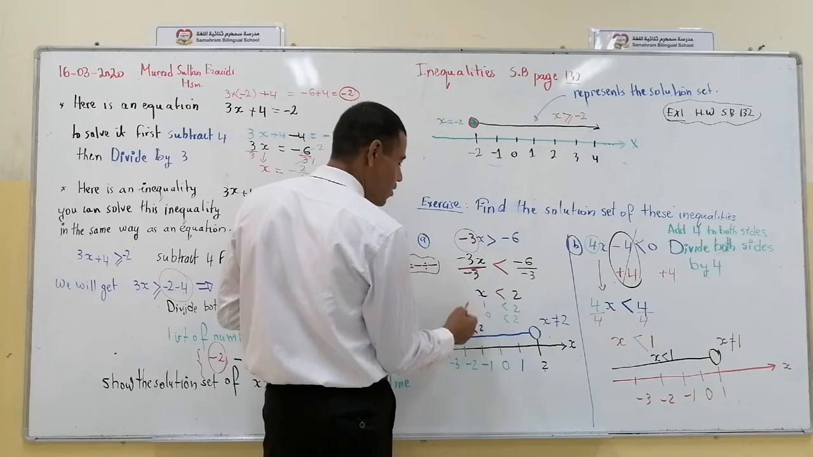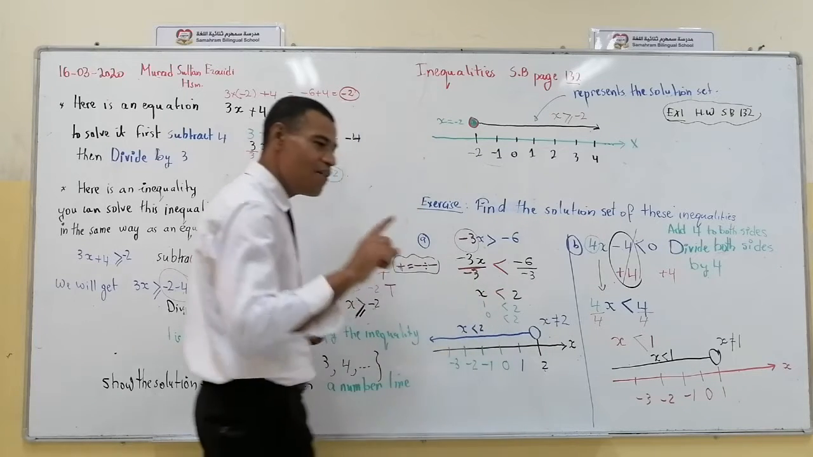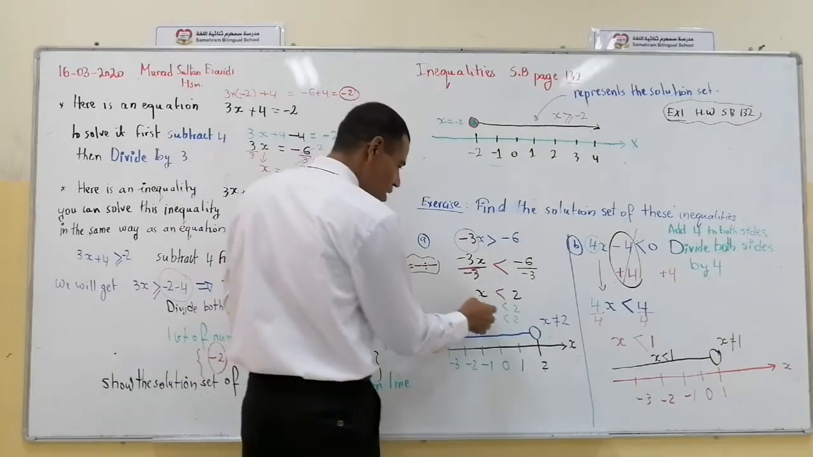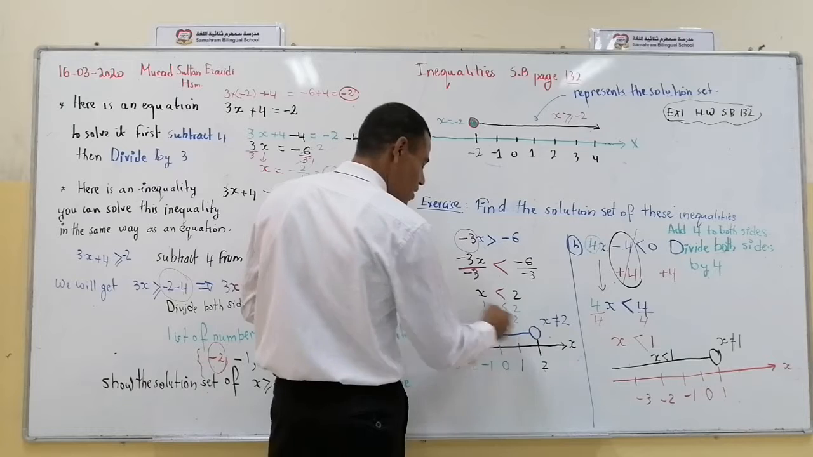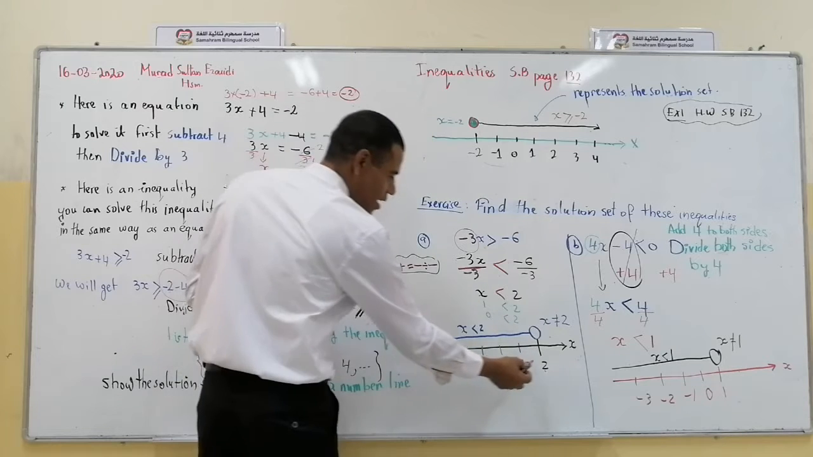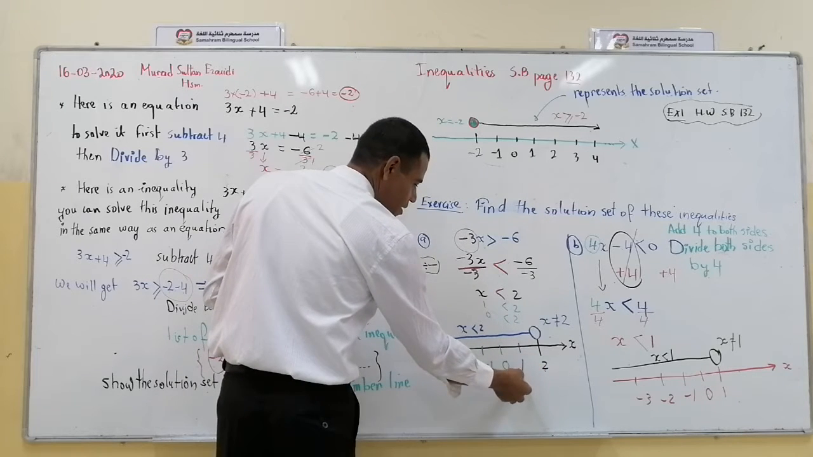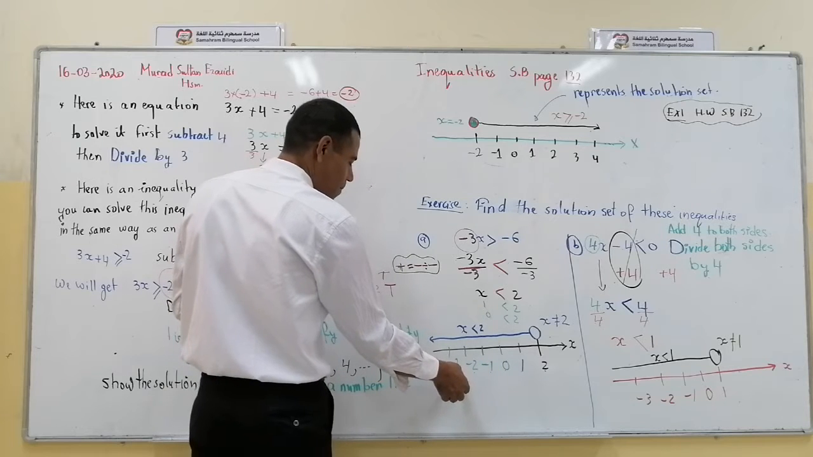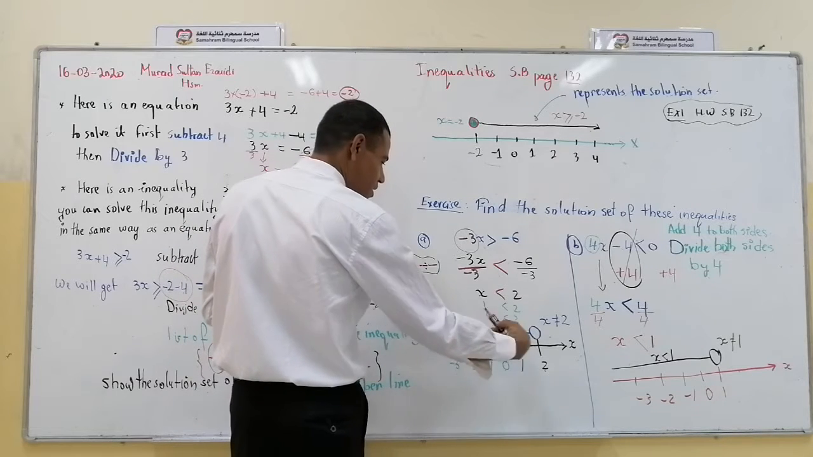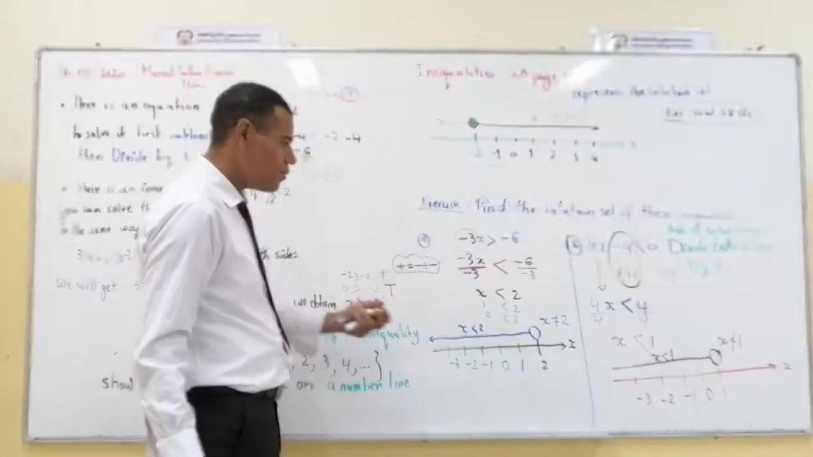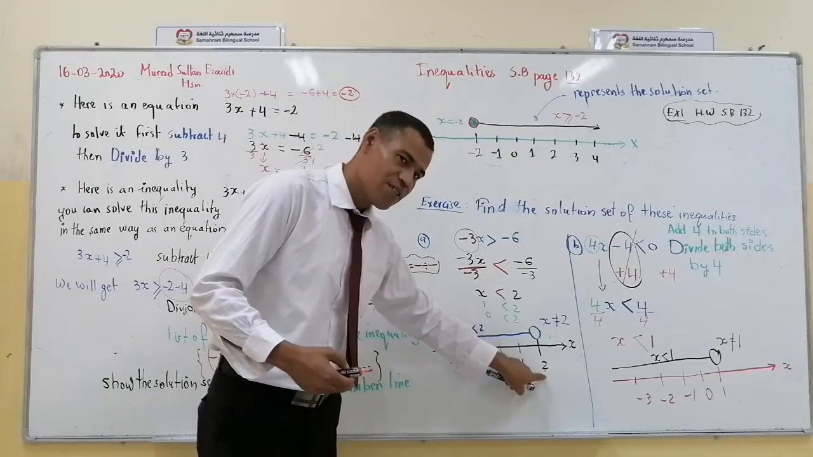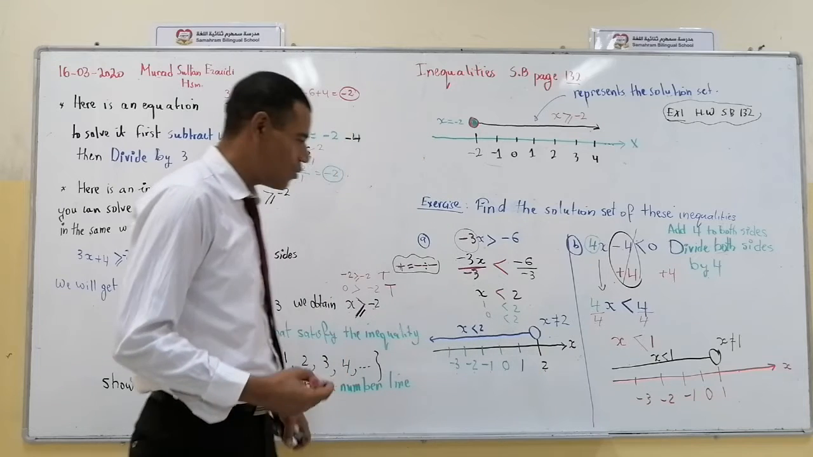Who can give me numbers? x less than 2, never equal to, less than 2. For example, good boy, 1 is less than 2, very good. 0 is less than 2, very good. I will write here 2. This is 1, this is 2, this is negative 1, negative 2, negative 3. It means the solution set lies on what? On the left hand of the x value, x equal to 2.